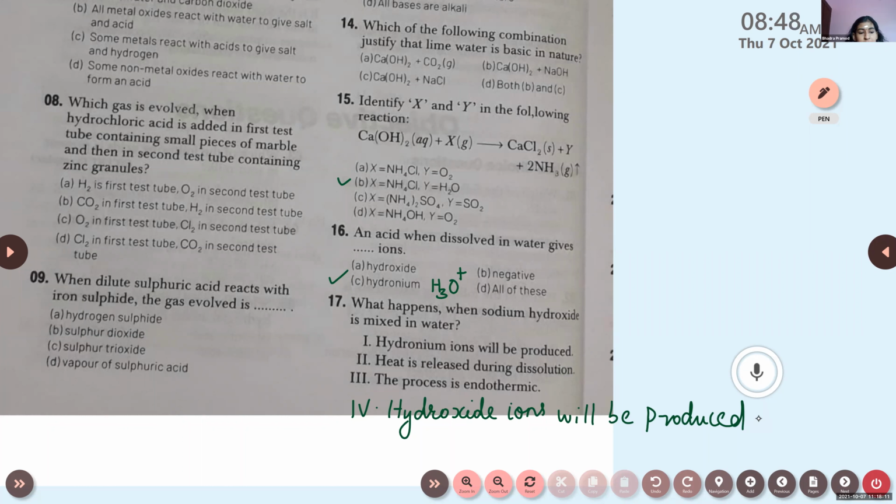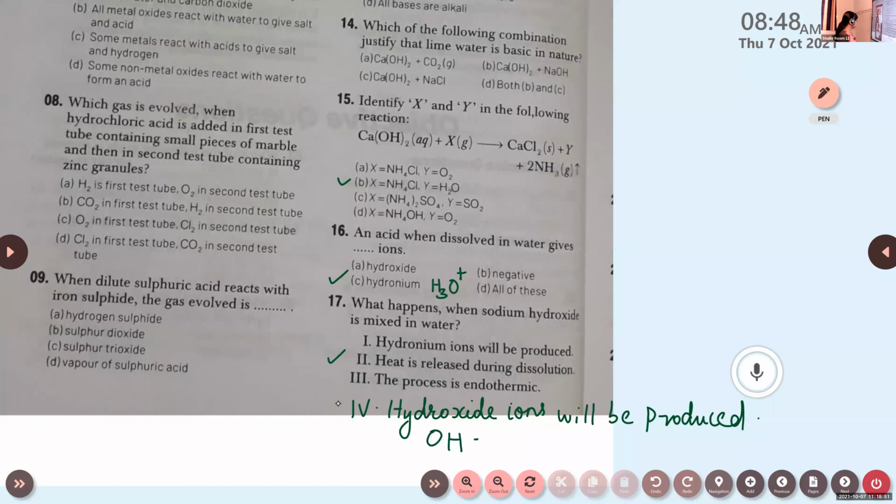Same answer. Yes. So when bases and acids are mixed with water, dissolved in water or diluted with water, heat is released during dissolution. In the case of acids, they produce H plus ions, which mix with water to form hydronium ions. In the case of bases, they produce hydroxide ions, that is OH minus ions. Clear? So the correct options are 2, that is heat is released during dissolution, and 4, that is hydroxide ions will be produced. Clear?